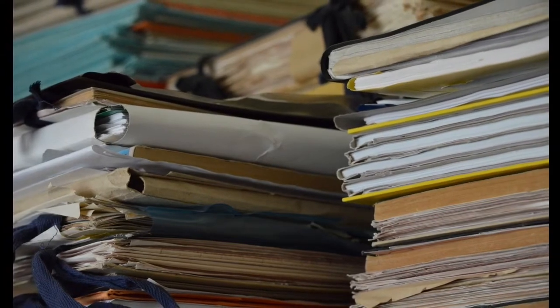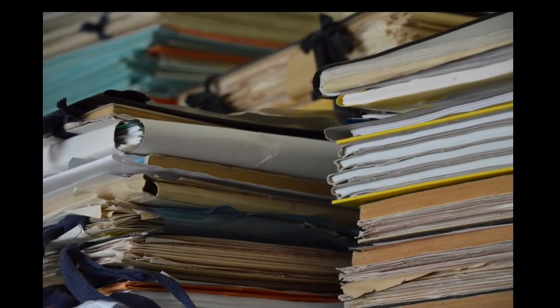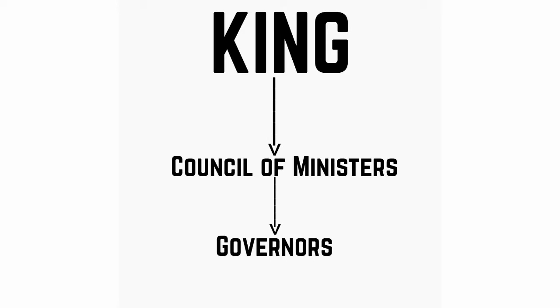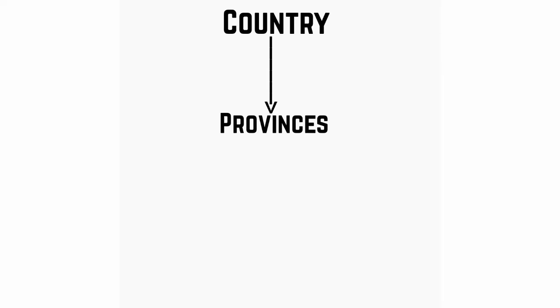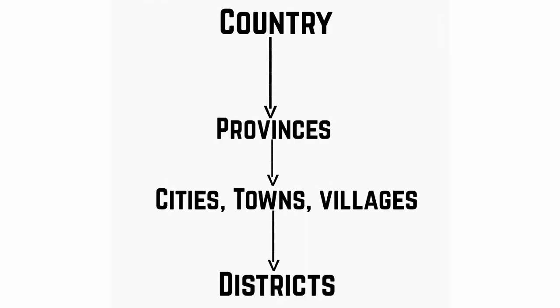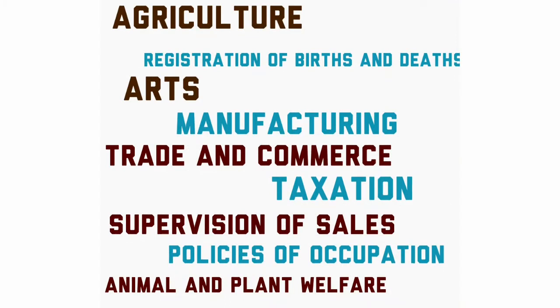Even in those days, the administration under the Mauryan Empire was very sophisticated, systematic and professional. The bureaucracy consisted of a council of ministers to assist the king and the governors of separate provinces, and the divisions of civil services were clearly defined. The land is divided into provinces, then into cities, towns and villages, and then into districts.